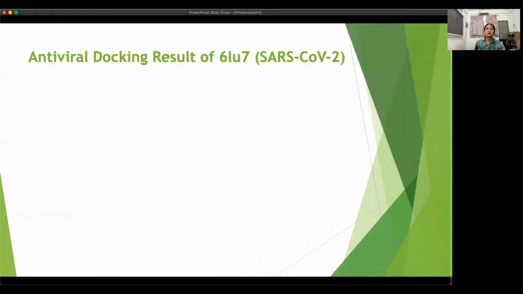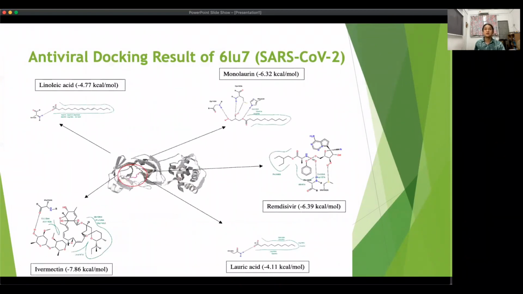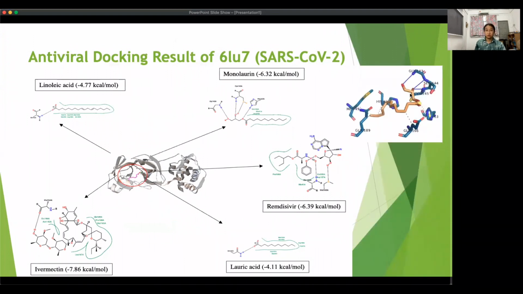Next is the antiviral docking result for SARS-CoV-2 and protein 6LU7. These are the best results, with linoleic acid from VCO, monolaurin from VCE, and ivermectin from the reference drugs obtaining the best docking hits. This is the 3D view, and all of them bind and target the hydrophobic pocket of the protein.